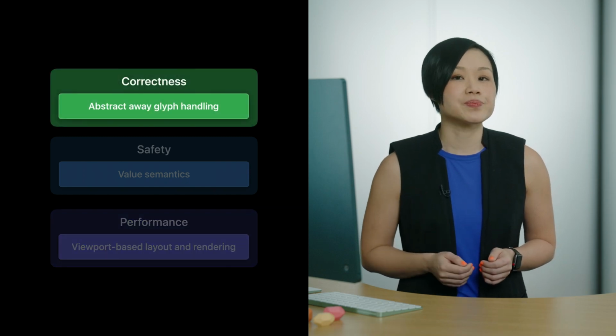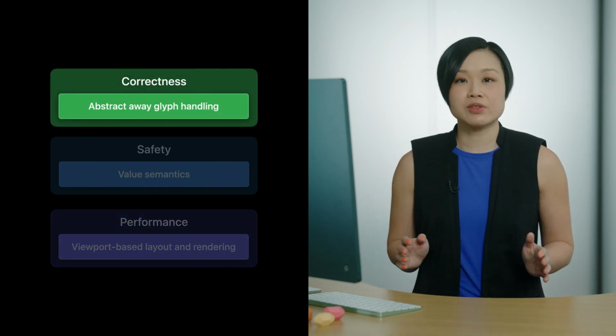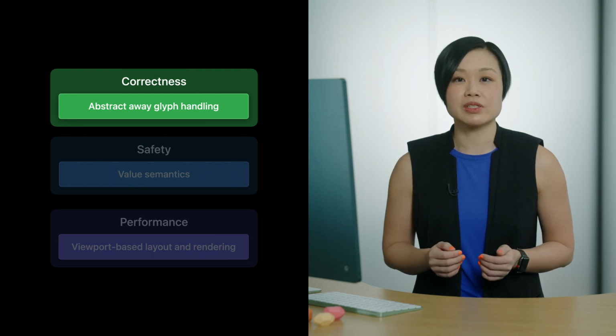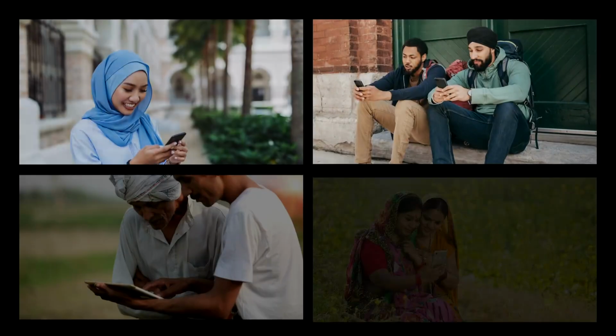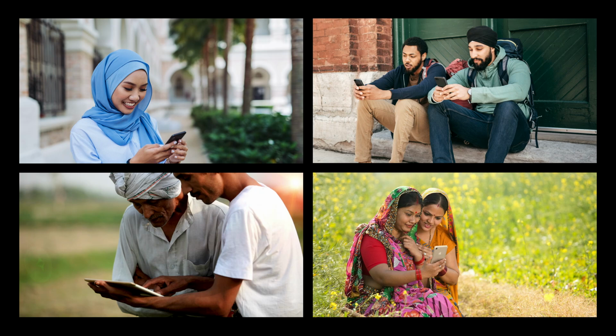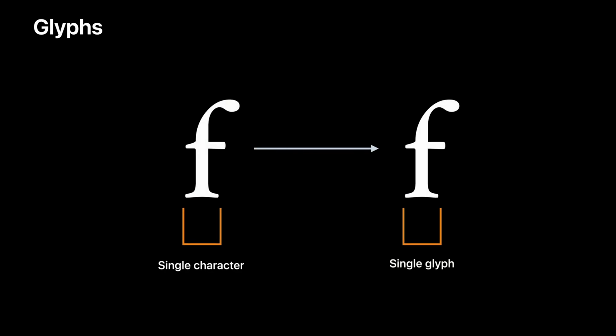We'll begin with correctness. In this area, we've abstracted away glyph handling to provide a consistent experience for international text. Apple devices are used everywhere around the world, so it's really important to provide correct layout, rendering, and interaction for text in all languages and scripts. We want everyone to be able to read and interact with text on their devices. And the design of some of the TextKit 1 APIs makes it difficult to work with international text in a way that's universally correct. To understand why, we first need to understand what a glyph is.